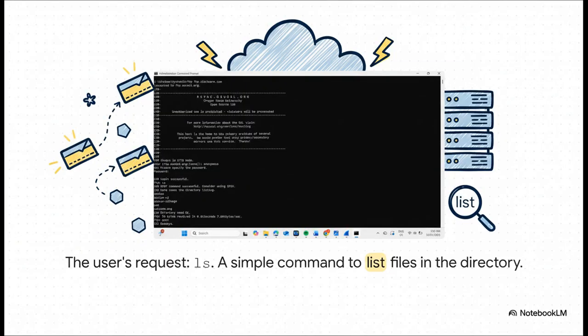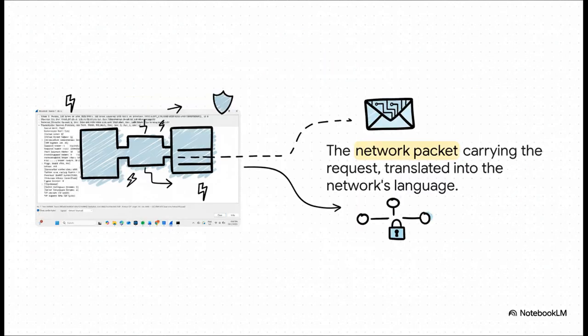So the user types ls, which is just shorthand for list, and hits enter. That's it. That's the question we're asking the server. Hey, what files you got? And boom, here's what that looks like on the network. This is a snapshot of a single packet. And a packet isn't just the letters L and S. Think of it more like a carefully addressed envelope, a tiny chunk of our data all wrapped up and ready for a reliable trip across the internet.